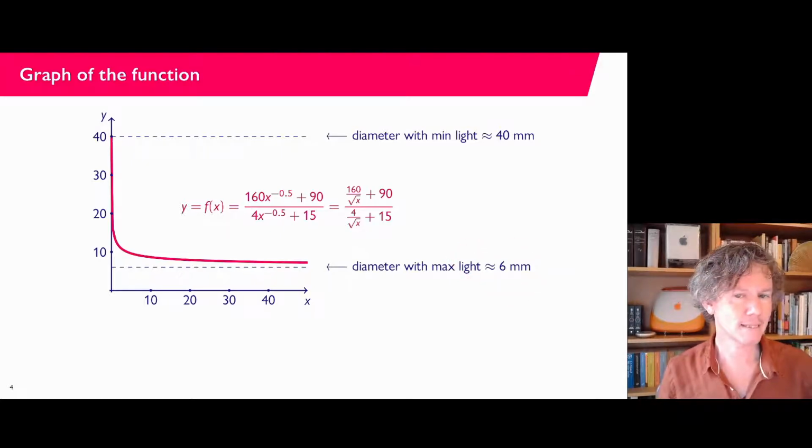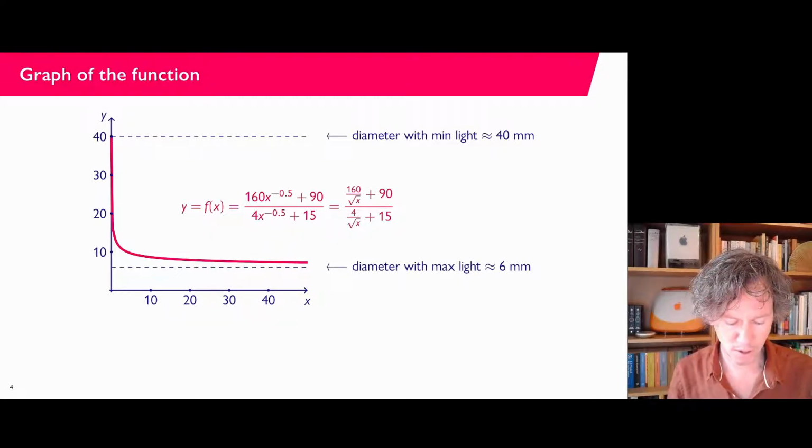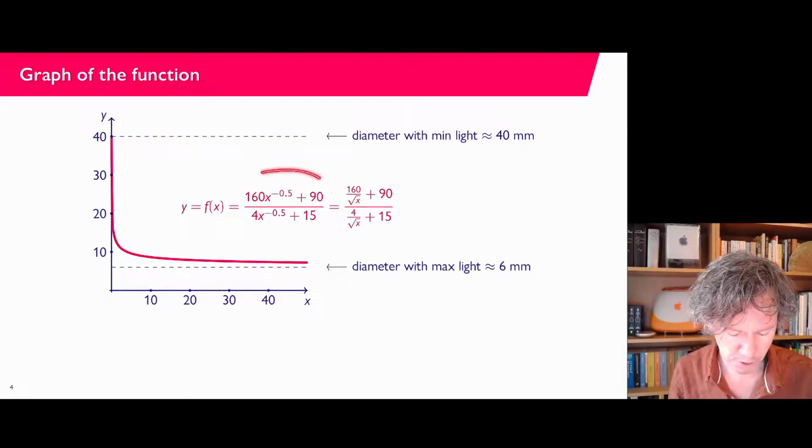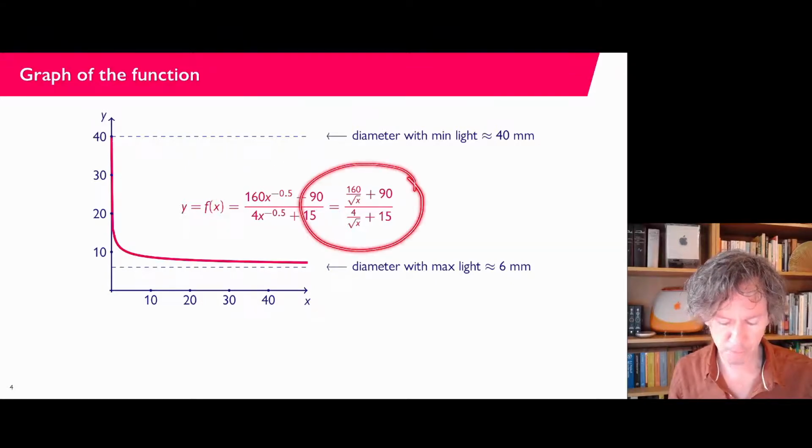Now, of course, in mathematics, we don't really like to say, just look at the graph and read off these values. We would actually like to compute them. So we need some new machinery on how to do that. So this is our function that we're interested in. This is the formula that was on the previous slide, and I rewrote it a little bit. So we have 160 over square root of x plus 90, and in the denominator, we have 4 over square root of x plus 15.